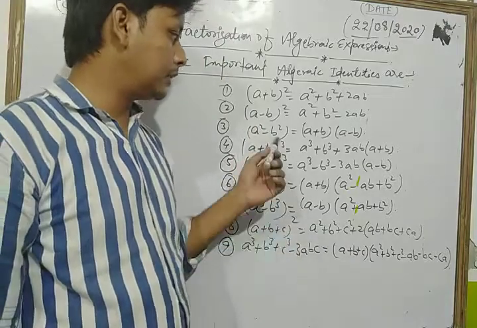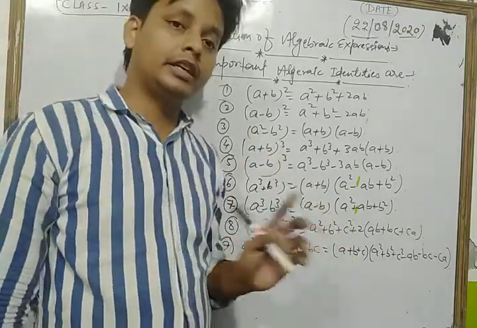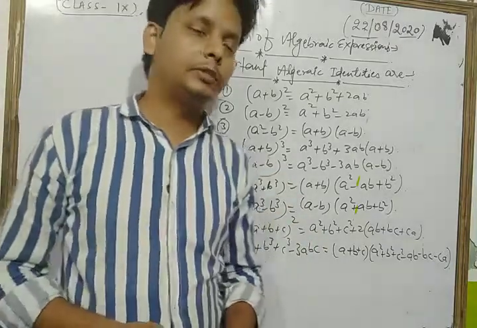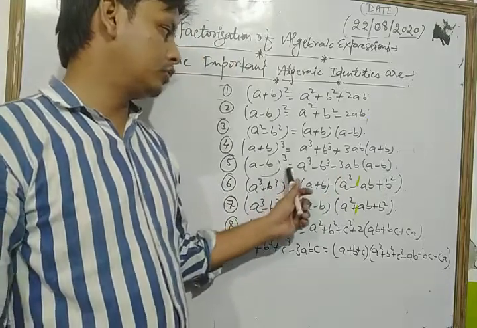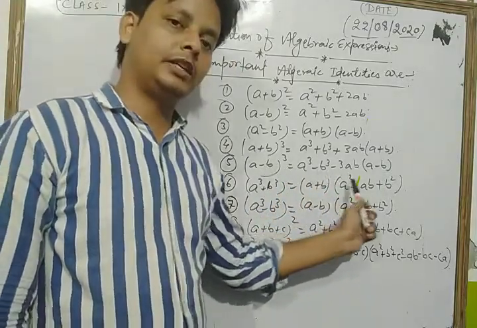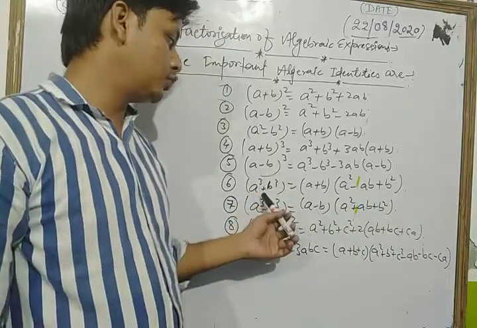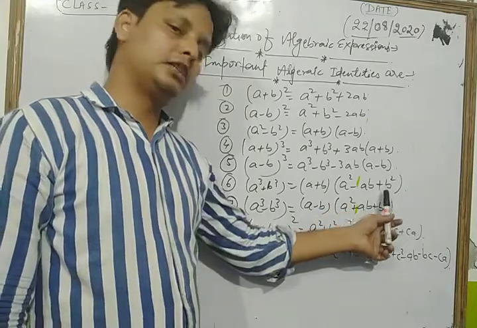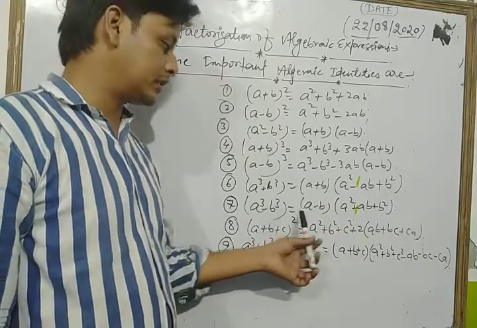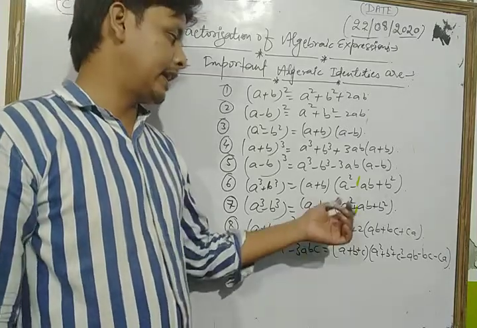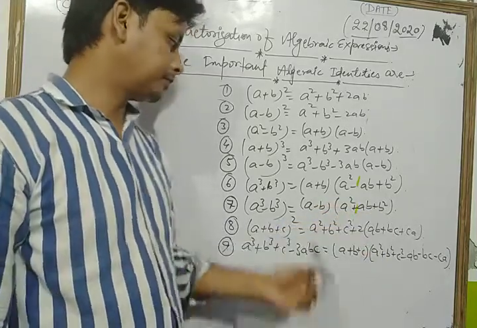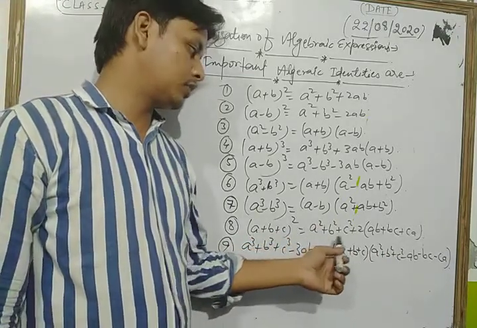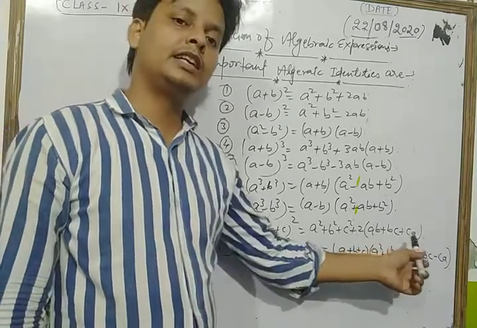You know about all, but you learn very carefully. Okay, (a plus b) whole cube is a cube plus b cube plus 3ab in bracket (a plus b). Same as (a minus b) whole cube: a cube minus b cube minus 3ab in bracket (a minus b). The value of a cube plus b cube is (a plus b) in another bracket (a square minus ab plus b square). Same as a cube minus b cube: first bracket is (a minus b), in another bracket (a square plus ab plus b square). Next one is (a plus b plus c) whole square: a square plus b square plus c square plus 2 times (ab, bc and ca).